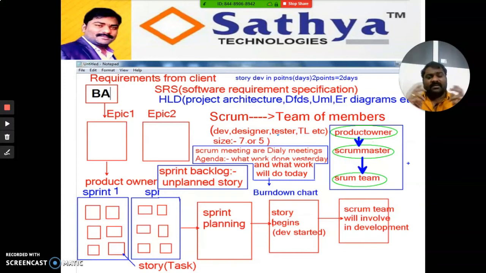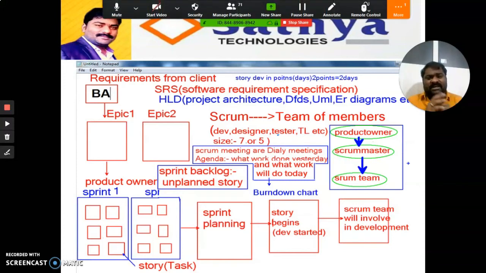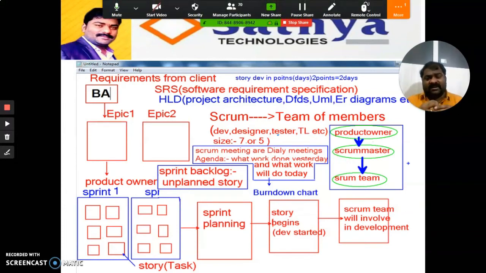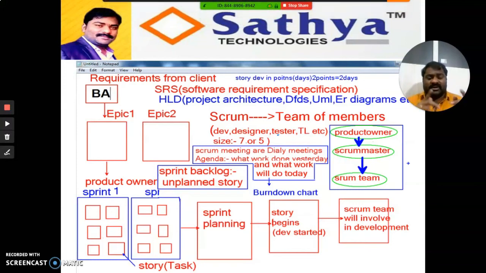Scrum is nothing but a team, a group of members, generally designer, developer, tester, team lead, involved in developing the story. Is it clear? Scrum meetings are daily meetings. The main agenda of these meetings is what work was done yesterday and what work will be done today. Agile methodology is a very beautiful model for the client. Productivity is very good compared to any other old models. That is why it is a hot cake in the market.